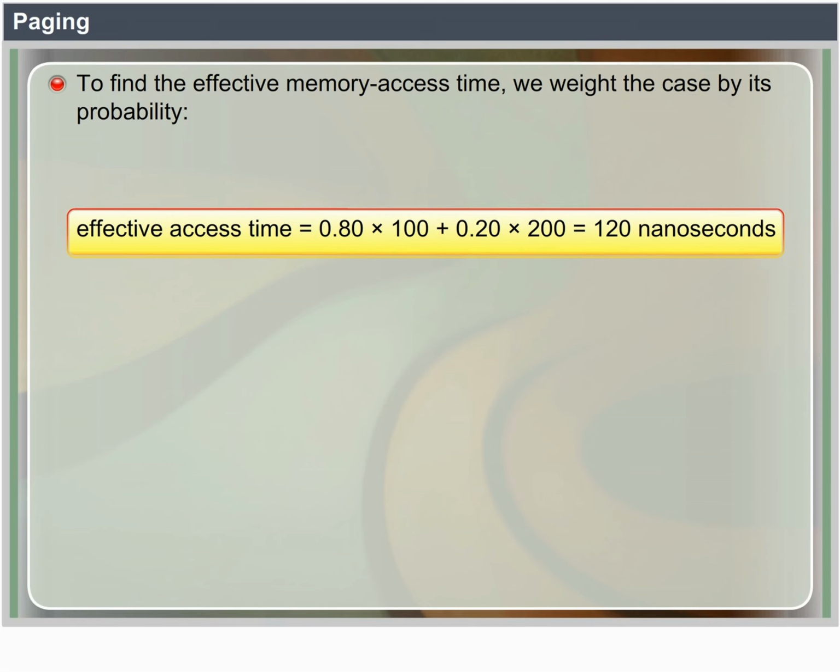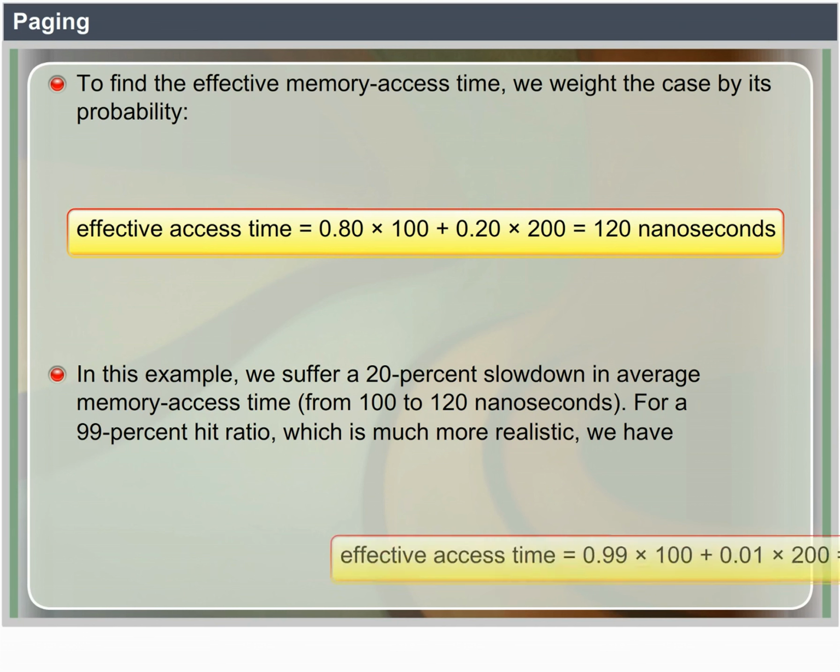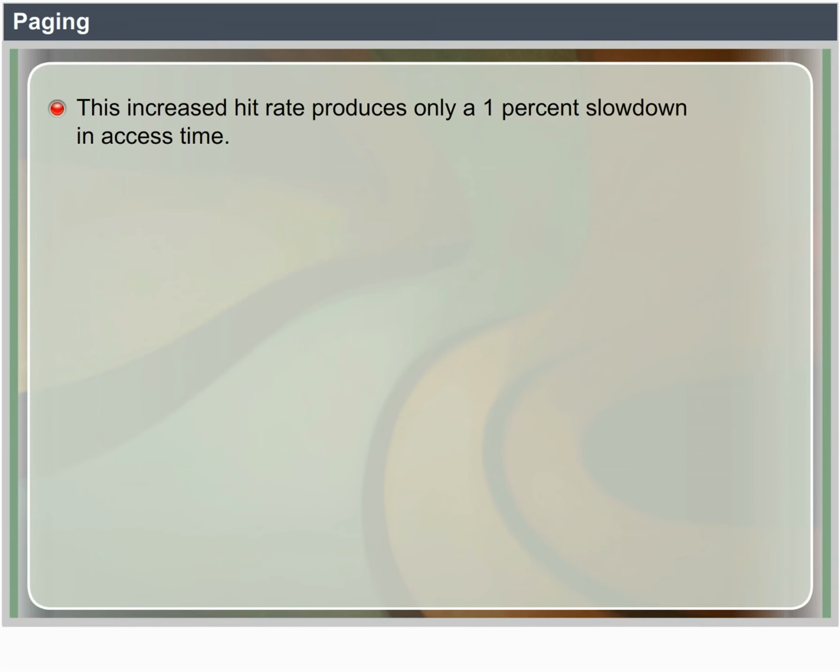In this example, we suffer a 20% slowdown in average memory access time, from 100 to 120 nanoseconds. For a 99% hit ratio, which is much more realistic, we have effective access time equals 0.99 times 100 plus 0.01 times 200, equals 101 nanoseconds. This increased hit rate produces only a 1% slowdown in access time.